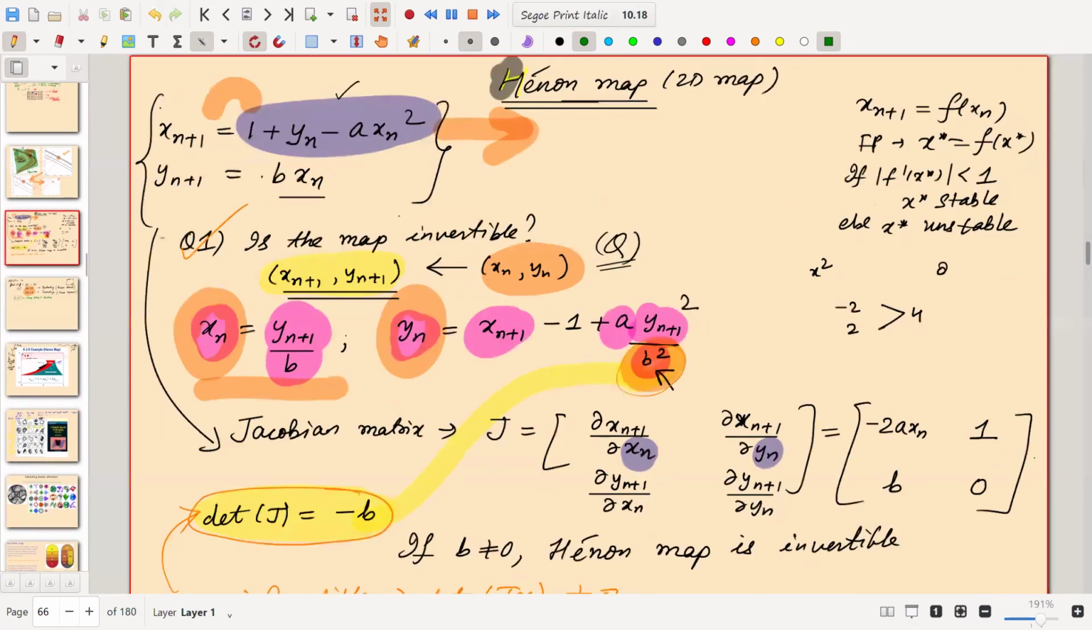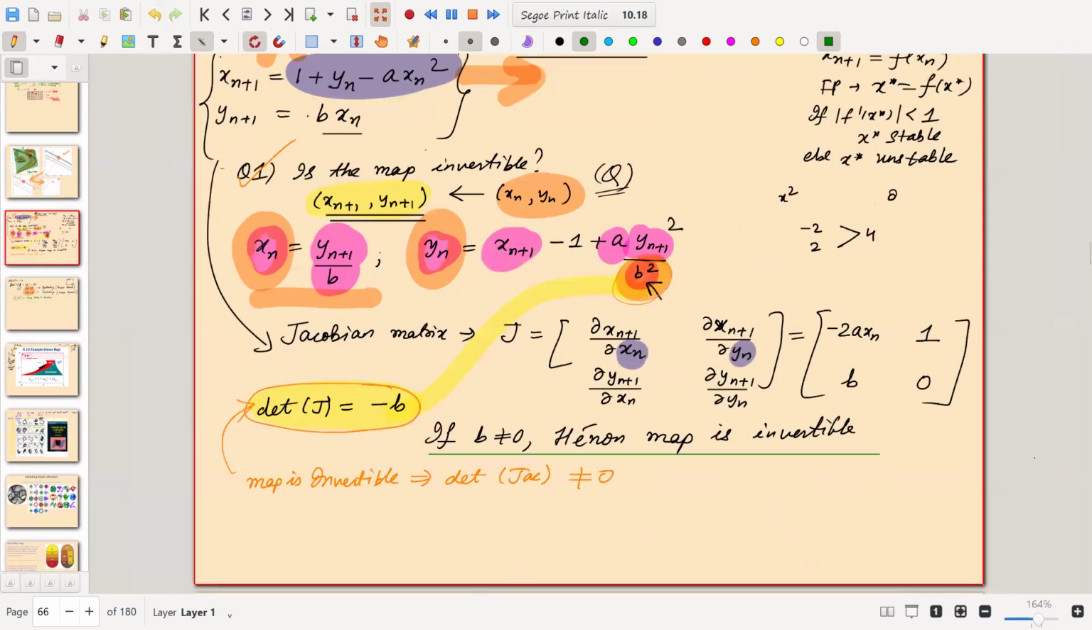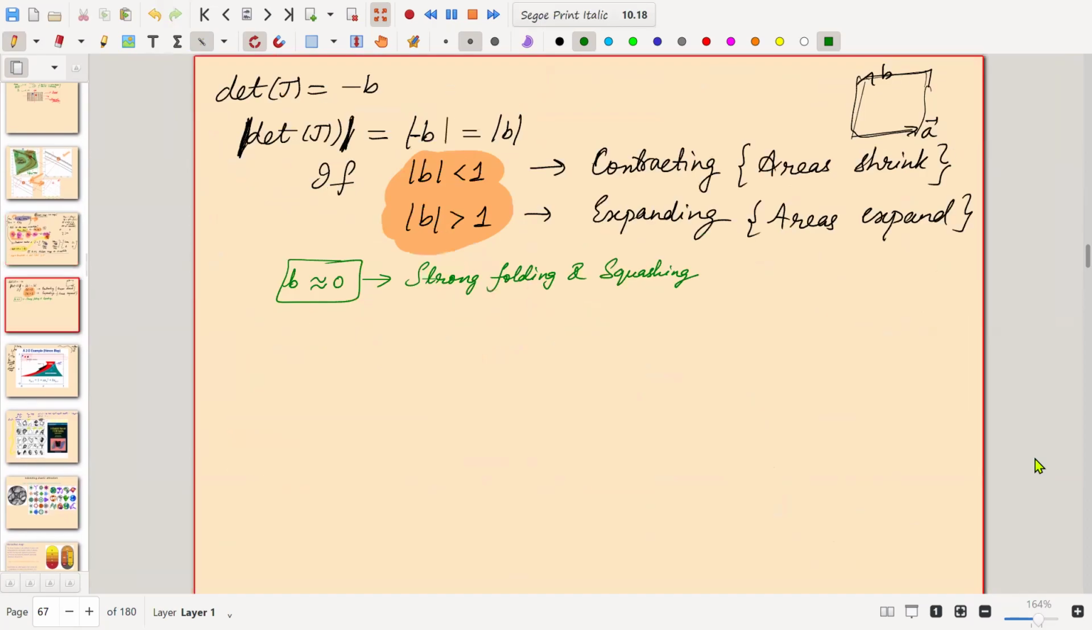If b is not equal to 0, the Hénon map is invertible, right? When b equals 0, you saw that it comes in the denominator and is a problem. So when b equals 0, you have loss of invertibility, and due to that, you see this behavior of folding and squashing. When the map is non-invertible, you see this folding and squashing effect. Areas fold and repeat and squash. That's what maybe your mothers do while making roti. I told you in the last class.